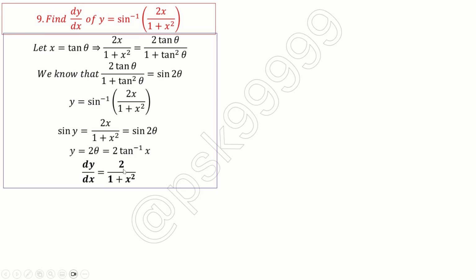So my dy by dx is nothing but 2 by 1 plus x square. So easy to solve it. You can also do it the other way, but this is easy. Use your trigonometric knowledge, apply it here, and you will easily get the differentiation.